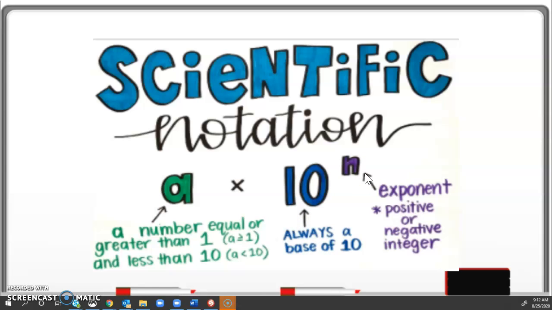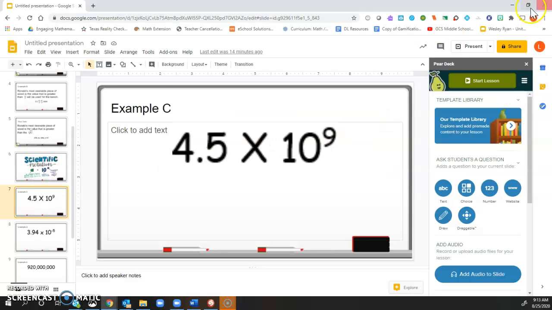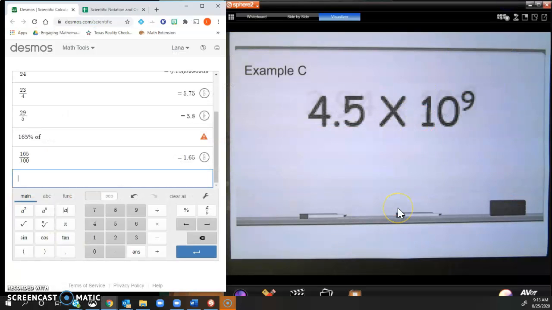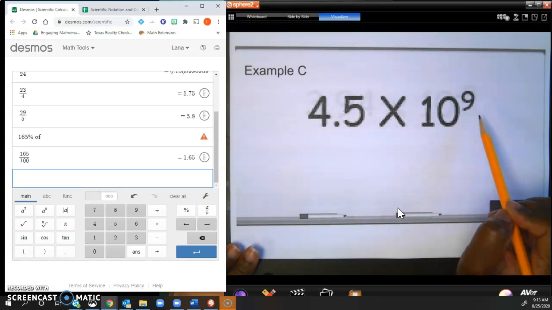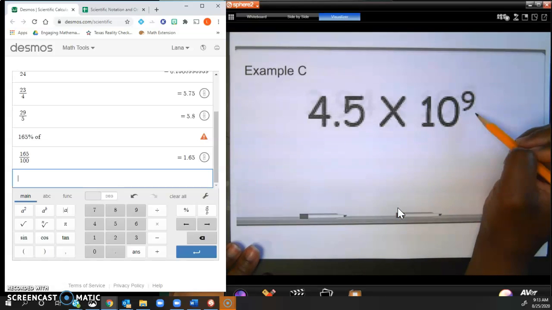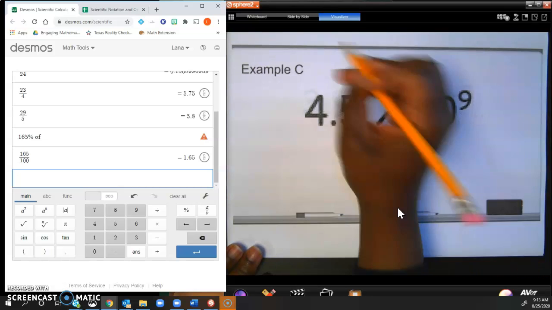And your exponent is going to be the number that you're moving your decimal by. So your exponent is either going to be positive or negative. So when you're writing really, really large numbers, your exponent will be positive. When you're writing really small numbers, your exponent will be negative. So let's take a look at our notes. So I have 4.5 times 10 to the ninth power. So since my exponent is positive, it's going to be a large number. So this is scientific notation here.